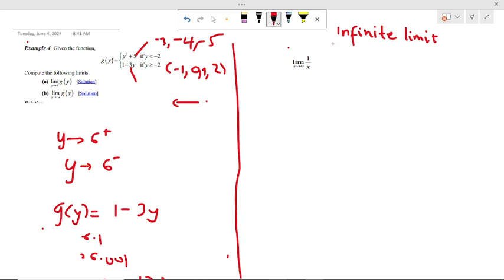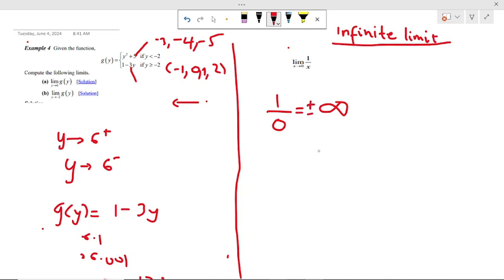Now let's move on to infinite limit. Suppose we have a function like 1/0, right? If you have a function of 1/0, the answer is going to give us infinity. So it can be either plus or minus infinity, depending on where we are considering, right?